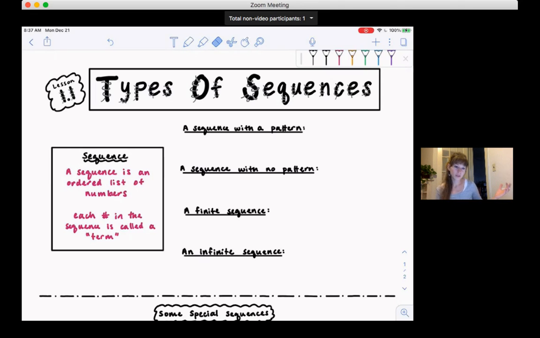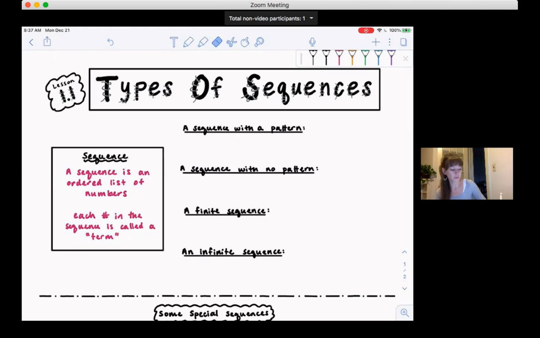Alright, so what is a sequence? A sequence is just an ordered list of numbers, so numbers listed in a specific order. And each number in the sequence is called a term. So there'll be a first term, a second term, a third term, fourth term, and so on. Sequences can come in many different types.